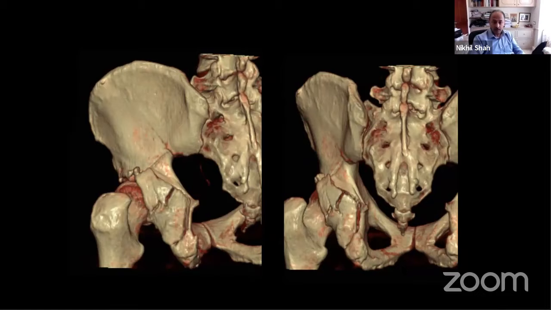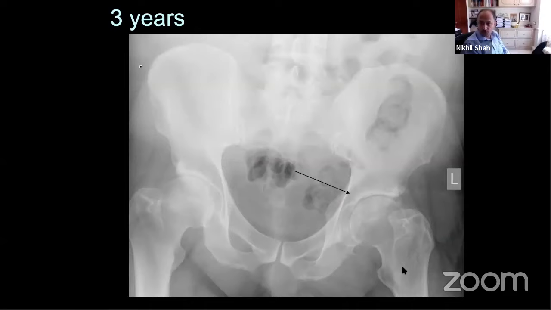And interestingly, this was the X-ray at 3 years, not too long ago. He has minimal pain. He is mobilizing quite well, a very tiny limp. The hip hasn't undergone any late subluxation, late dislocation, AVN. It's clearly arthritic, but functionally he's doing really well.